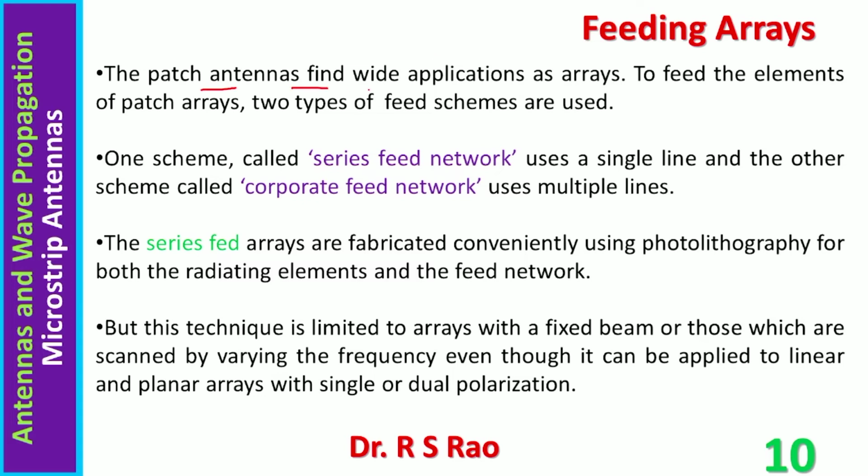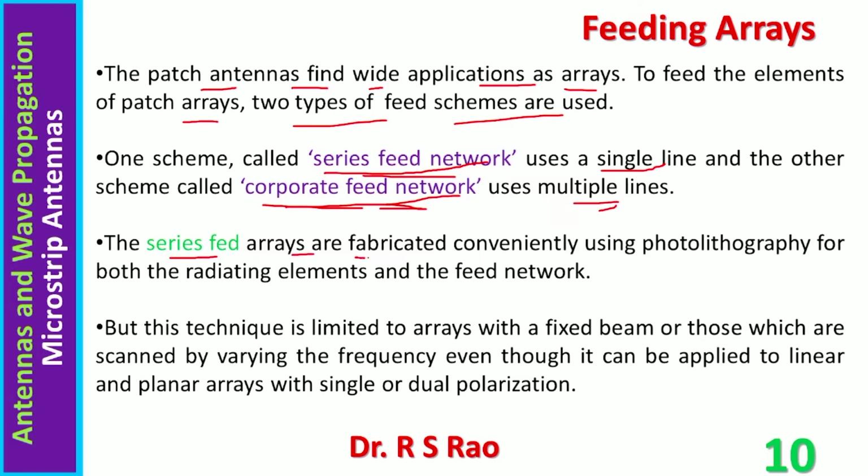The patch antennas find wide applications as arrays. To feed the elements of patch arrays, two types of feed schemes are used. One is a series feed network, which uses a single line, and other scheme is corporate feed network. Series feed network, corporate feed network. This second one uses multiple lines.